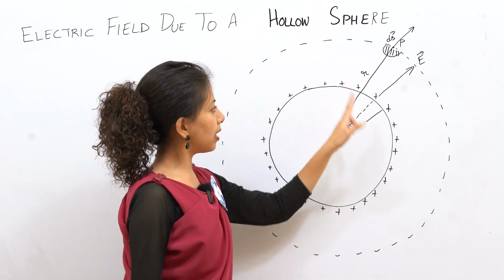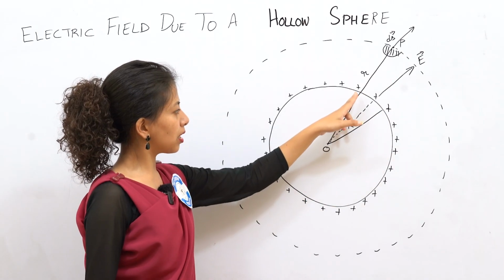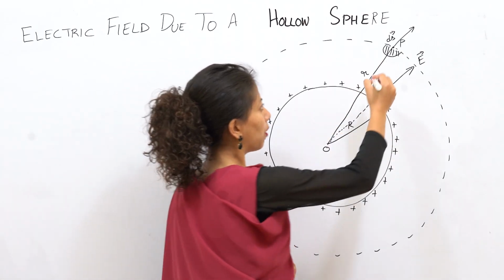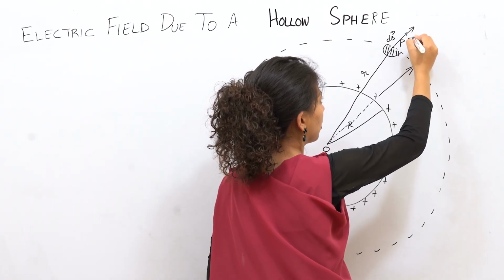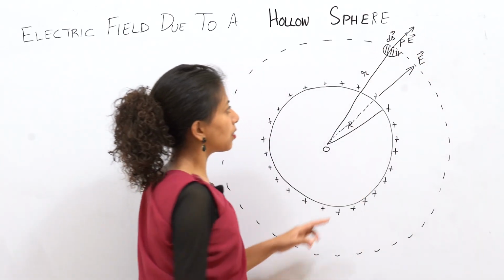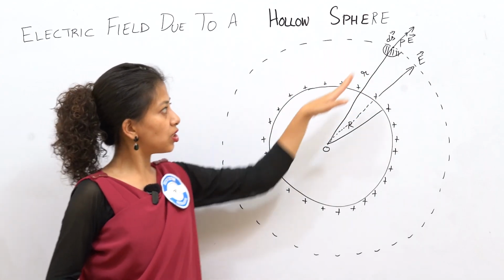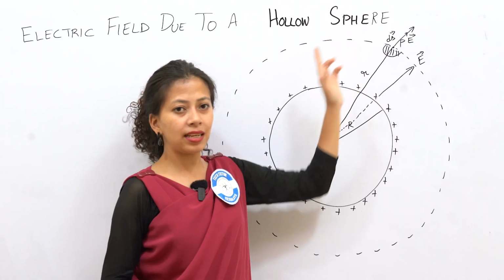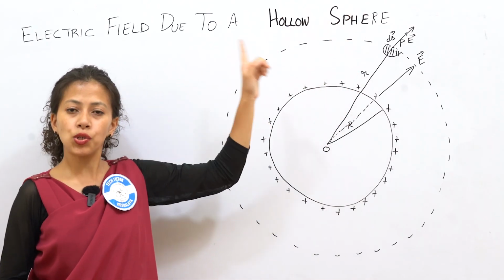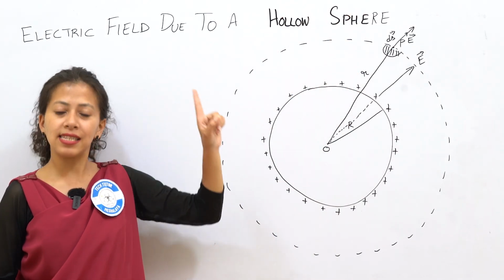If you look at the electric field due to this charge, the electric field points away at this point also. This is the electric field at point P. As you can see, dS and E are in the same direction, so the angle between them is 0 degrees.